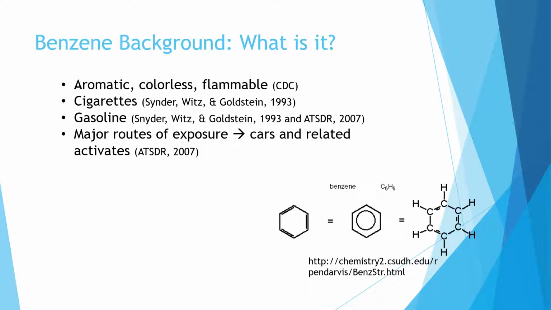It's also colorless, which means it's kind of hard to identify. Some people report it as a light yellow liquid, but it's probably better to think of it as colorless, and that you're not really going to notice benzene. It could look just like water. It's flammable as well. Major routes of exposure are cigarettes and gasoline. Although it's used in the process of manufacturing for many other things, cigarettes and gasoline are probably going to be the two biggest exposures that you need to be concerned with.